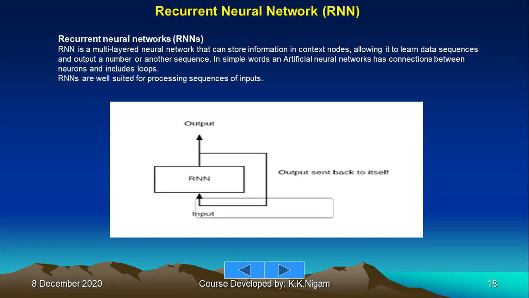A recurrent neural network, RNN, is a multi-layered neural network that can store information in context nodes, allowing it to learn data sequences and output a number or another sequence. In simple words, it is an artificial neural network with connections between neurons that includes loops. RNNs are well suited for processing sequences of inputs.